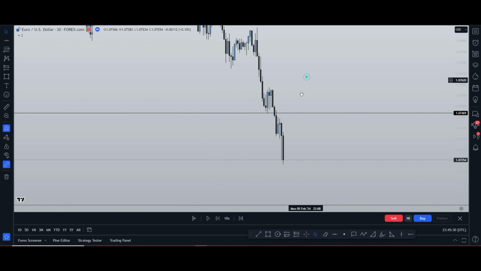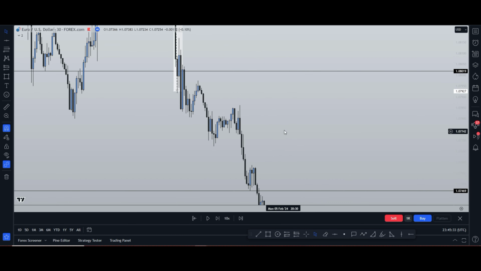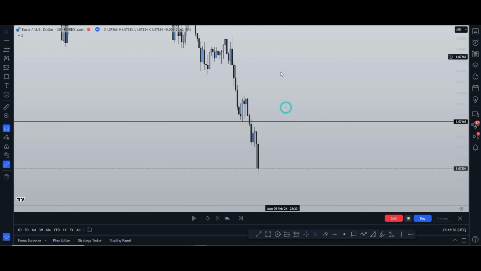Now remember, we were taking sells. Why? We're in a downtrend. We don't want to fight this. Look at the down momentum. We don't want to fight this.